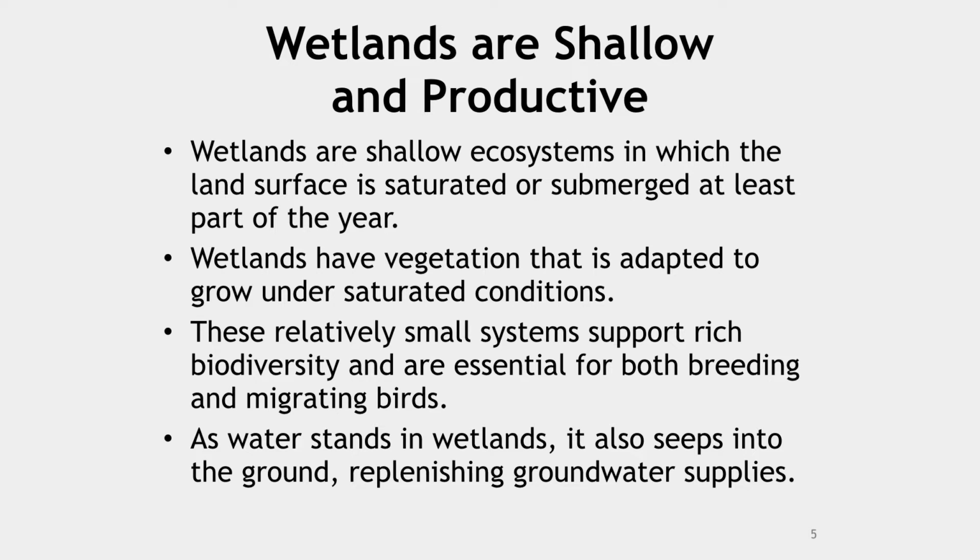Wetlands are shallow ecosystems in which the land surface is saturated or submerged at least part of the year. Wetlands have vegetation that is adapted to grow under saturated conditions. These legal definitions are important because, although wetlands make up only a small part of most countries, they are disproportionately important in conservation debates and are the focus of continual legal disputes in North America and elsewhere around the world.